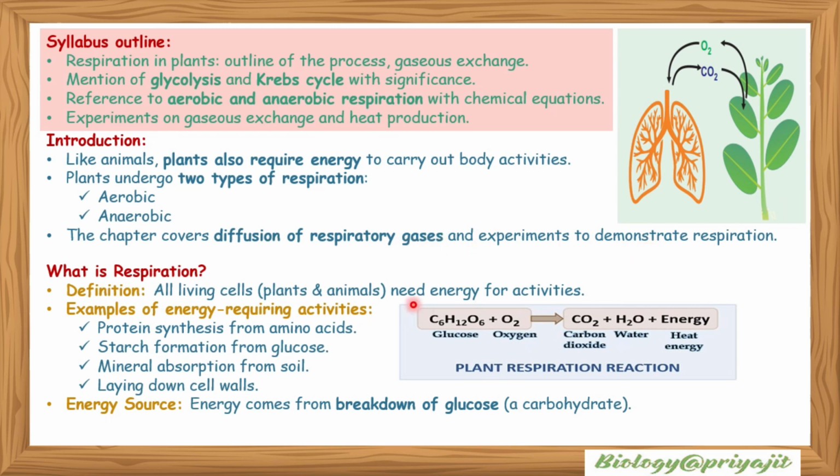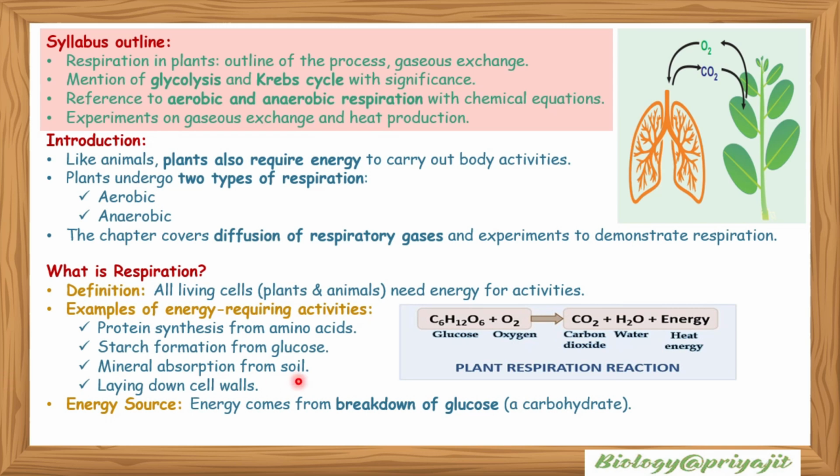What is respiration? Definition: all living cells, whether plants or animals, need energy for their bodily activities. Examples of energy requiring processes: protein synthesis from amino acids, starch formation from glucose, mineral absorption from soil, and laying down cell walls. This is the glucose. In presence of oxygen, it will produce carbon dioxide, water and heat energy. This is the equation for plant respiration reaction.